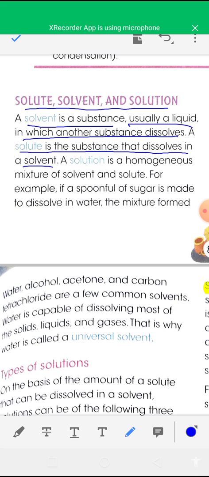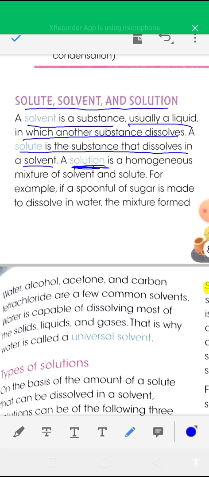Another example, salt in water. You are dissolving some salt in water. Then water acts as the solvent and salt is the solute. Now see what a solution is. A solution means solvent plus solute.